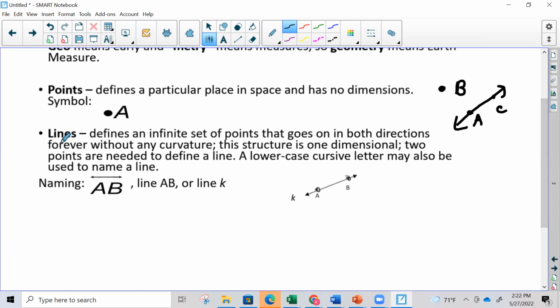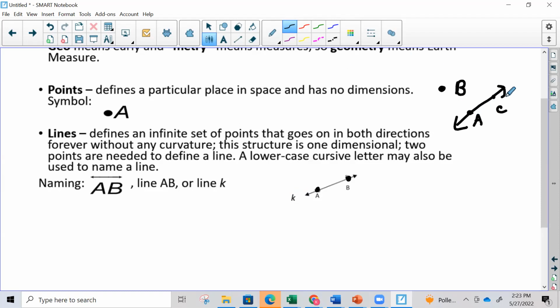The next geometric figure we're talking about is lines. Lines define an infinite set of points that go on in both directions forever without any curvature. This structure is one-dimensional and 2 points are needed to define a line. The second way to define a line is a lowercase cursive letter. So this is my line here. This line would be line AB. We write capital AB and then put the line symbol over top of it. Or this is also line K, because it has this lowercase cursive letter by it.